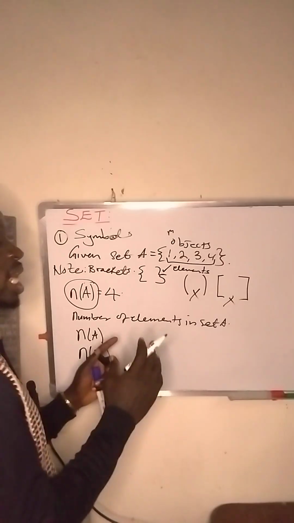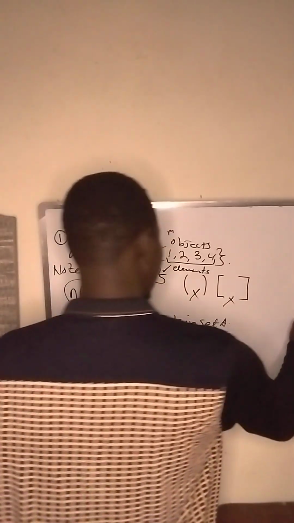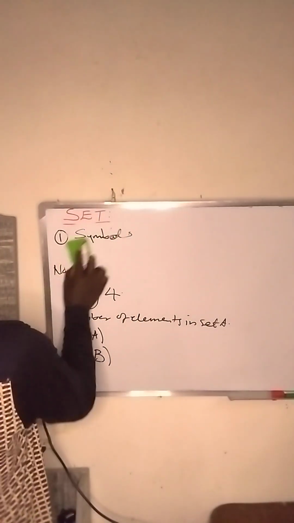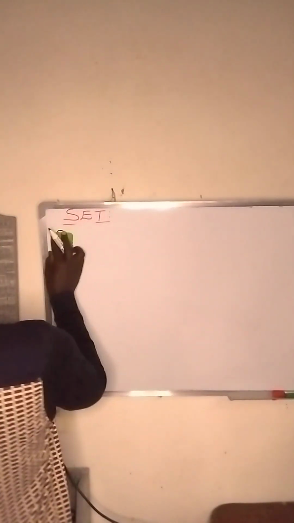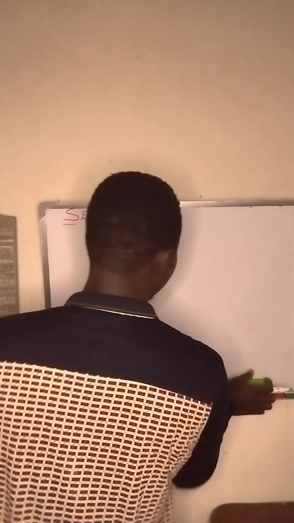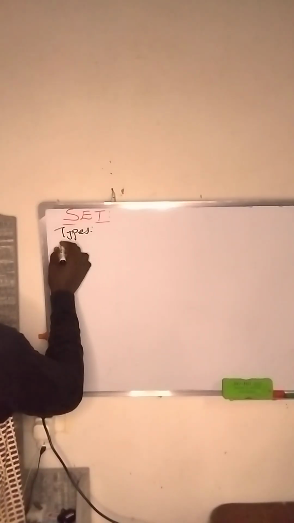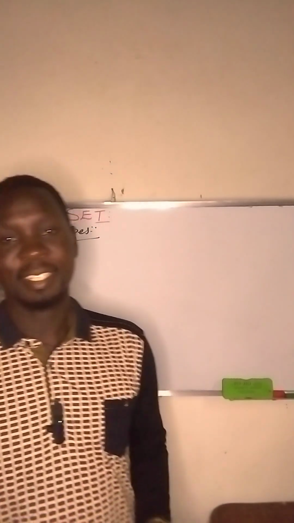Now, since we have seen the language or the symbols we are going to be using when setting out these sets, we are going to look at, when we talk about sets, we said it is just a collection of elements or members. And here we are going to look at what we call the types of sets. When you look at these sets, they have types. And how many types do we have in sets?